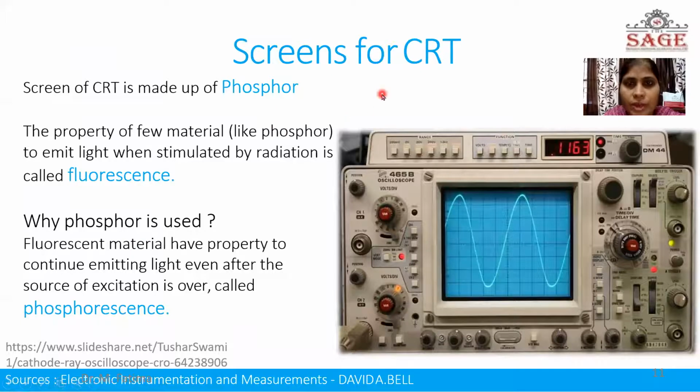Now the screen material for the CRT is phosphor. The phosphor is coated on the screen of the CRO. You can see here there's a picture of the CRO. This is showing the screen on which the signal is displayed. So the phosphor is coated on the glass screen.